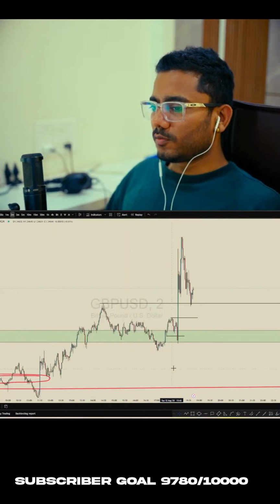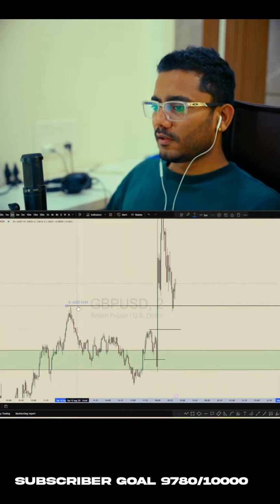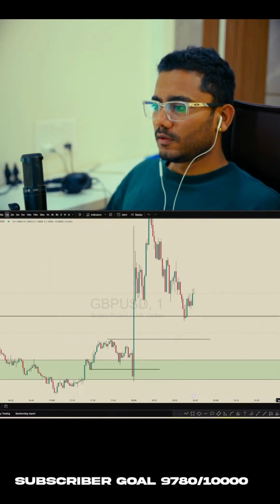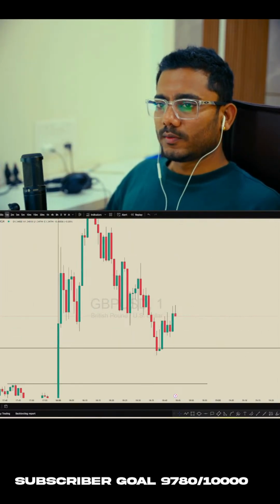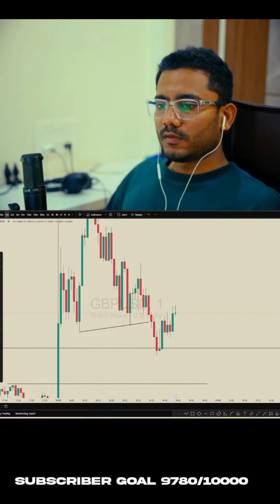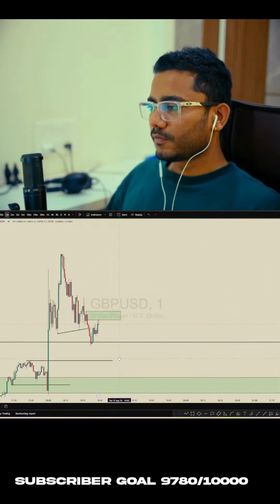Let's see how this goes. On GU price, we have this horizontal order block and this structure. Here price is taking support from this area. It has tapped this, and we have this trend line liquidity. And this is a breaker block. If this fails, then this will be a breaker block.